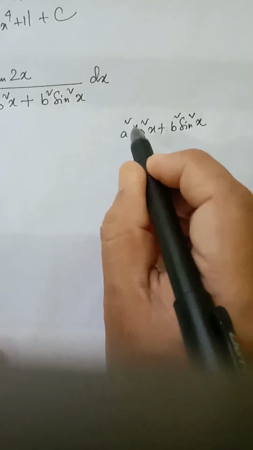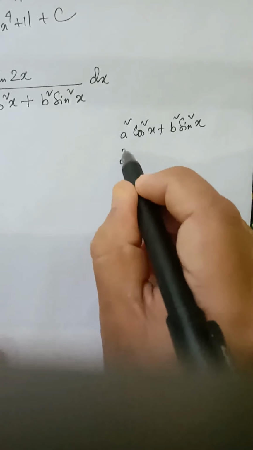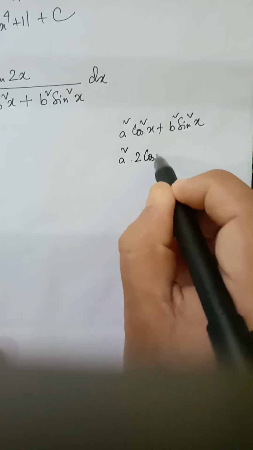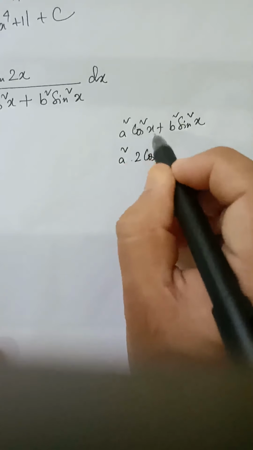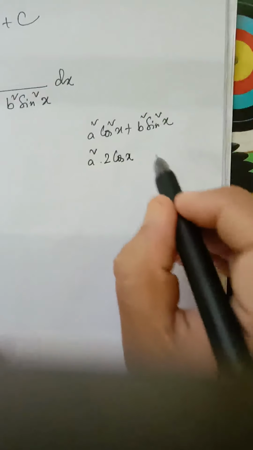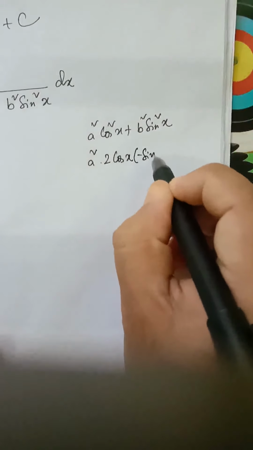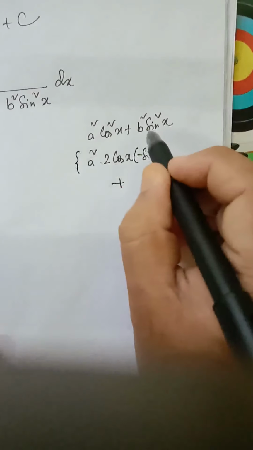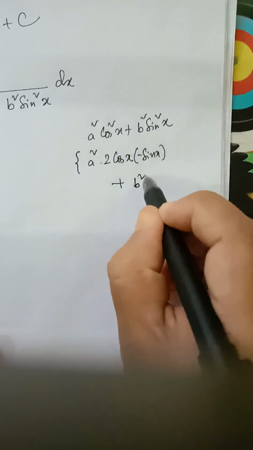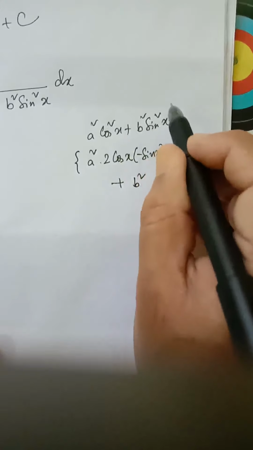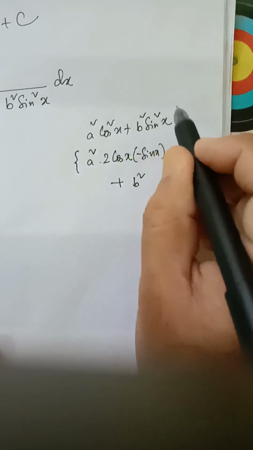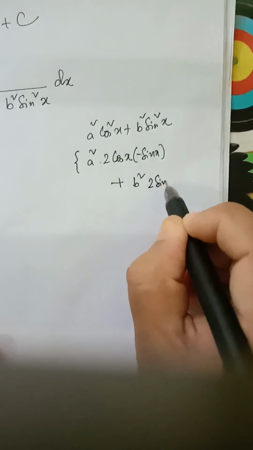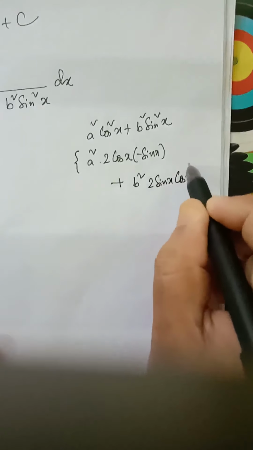Now cos square x means cos x whole square, its derivative will be 2 cos x into the derivative of cos x, which is minus sin x, plus the derivative of b square sin square x. b square is constant. Sin square x is sin x whole square. The derivative of sin x whole square, like x square, will be 2 sin x into the derivative of sin x, so cos x.